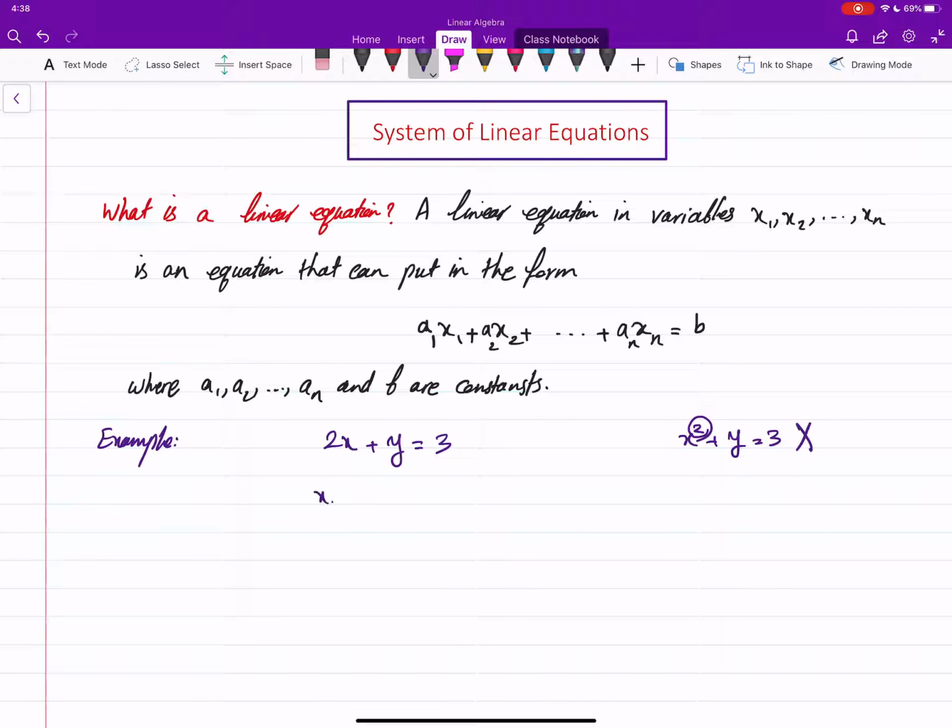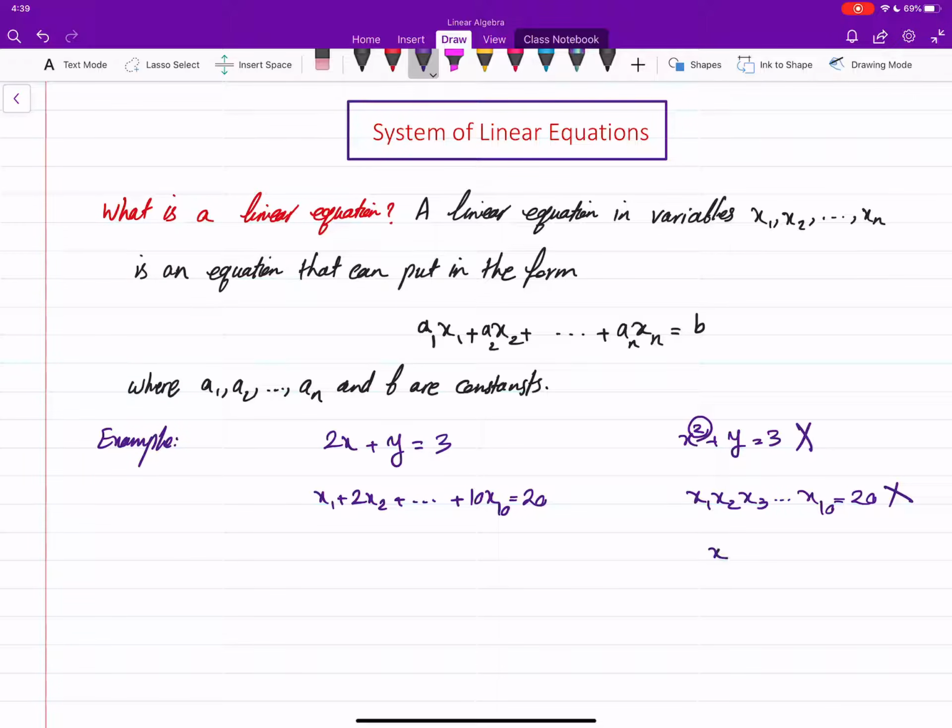Or something like x1 plus 2x2 up to 10x10 equals 20 is a linear equation, with each variable multiplied by a constant coefficient. But something like x1 times x2 times x3 up to x10 equals 20 is not, because we cannot multiply two variables in a linear equation.